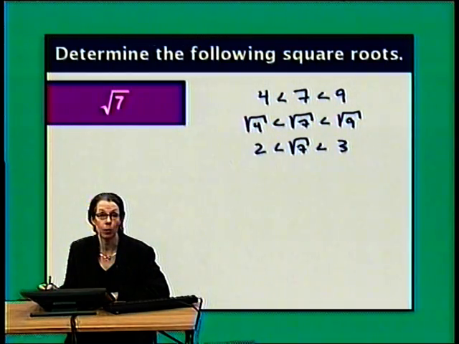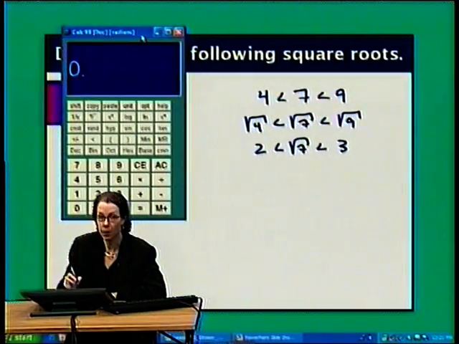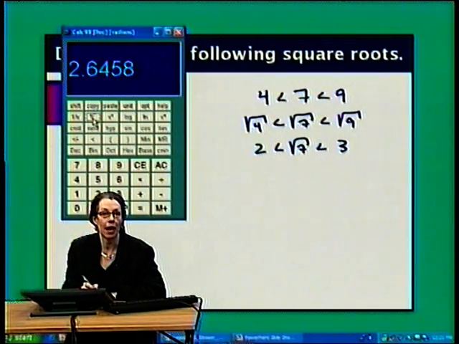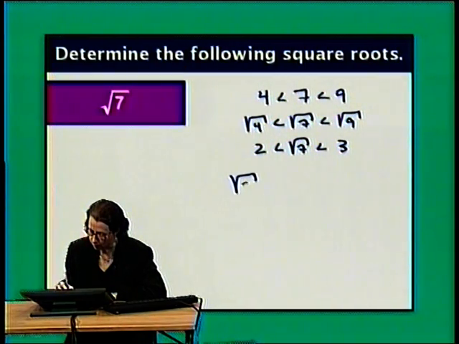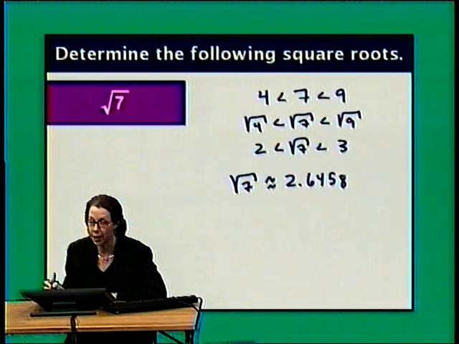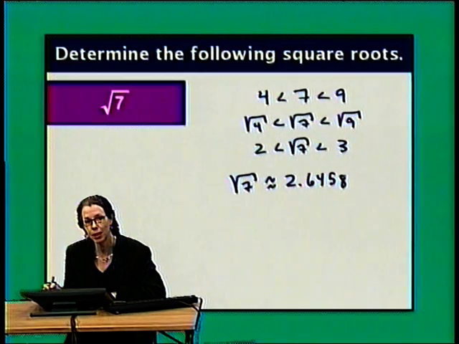Now at this point, I could pull out a calculator to get a decimal approximation for the square root of 7. So on my calculator, if I take 7 and find its square root, I do indeed get a decimal approximation between 2 and 3. I get 2.6458. So the square root of 7 is approximately equal to 2.6458. Now my calculator was just showing 5 digits. If your calculator is showing 12 digits, you need to remember that that's still an approximation.